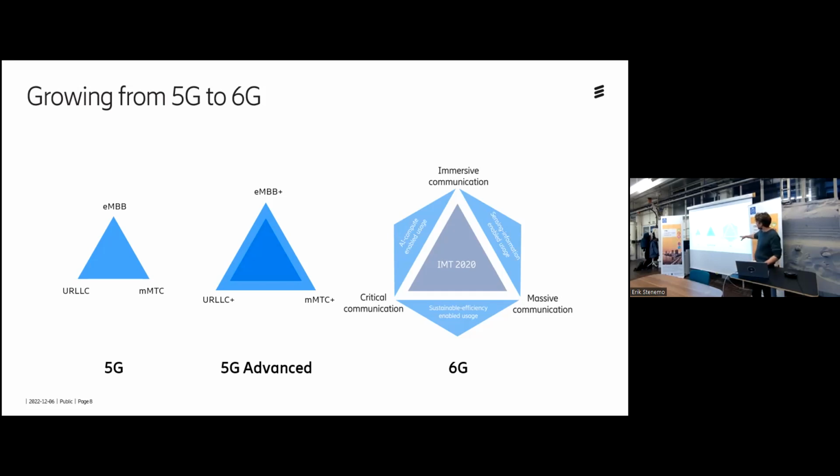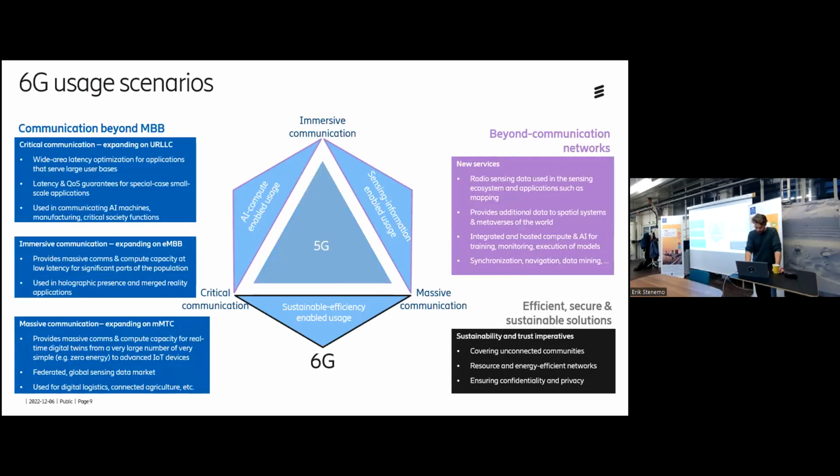And adding to this, we have 3 other triangles, and maybe it's hard to see here in the room, but they say AI compute, sensing information, and sustainable efficiency. So these are sort of 3 new dimensions that we want to add to this original triangle. So we want to continue to enhance 5G in 6G, and we want to expand in 3 new dimensions. And I will talk a bit more about these 3 dimensions, what they are. But this is broadly what 6G will be about. Sorry, can you explain immersive communication?